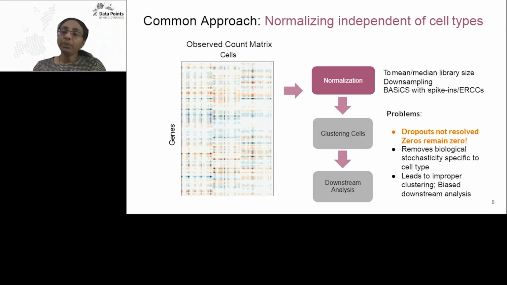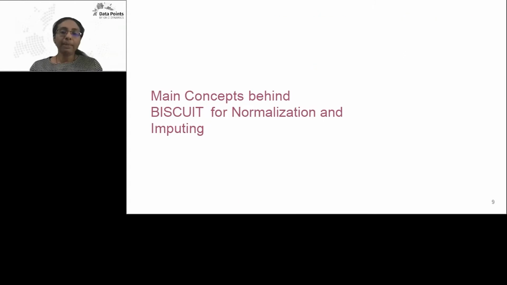Now, different approaches to clean this up are first doing normalization, then clustering, and then downstream analysis. But the so-called missing data, known as dropouts, are not resolved, like zeros still remain as zeros, and you're removing any biological stochasticity that might be there, which is also not very helpful. So we developed this algorithm called BISCIT, where there are two different problems that are being solved.